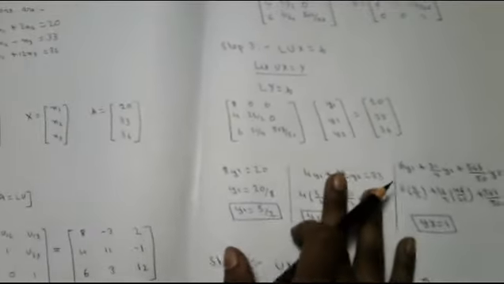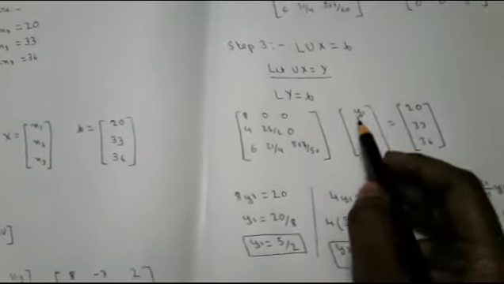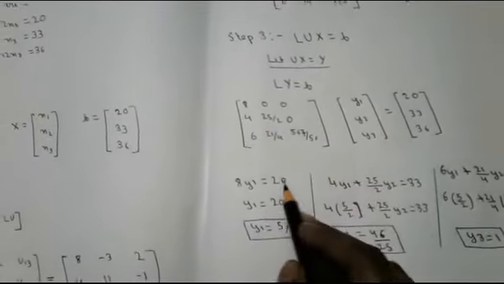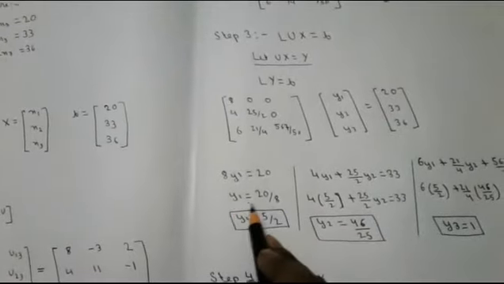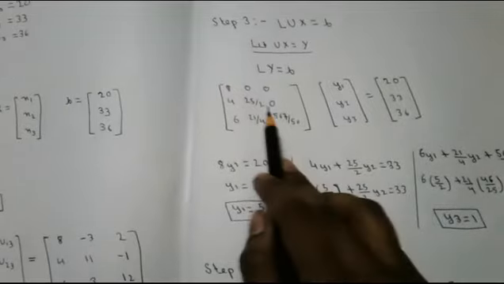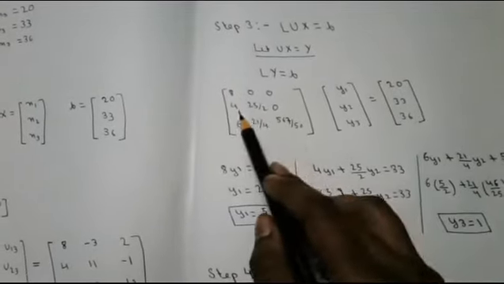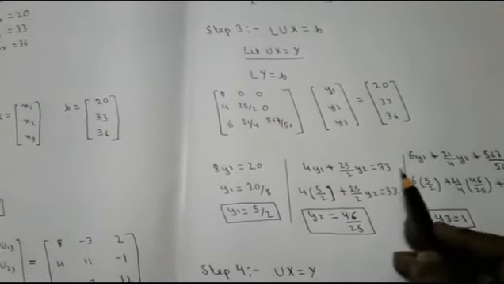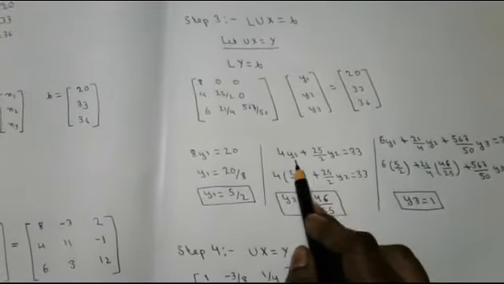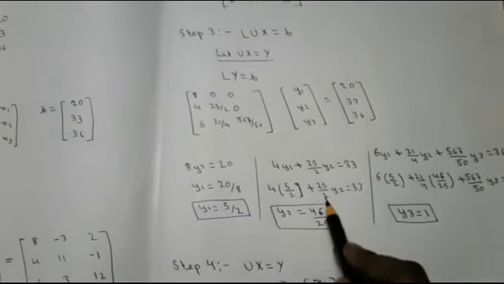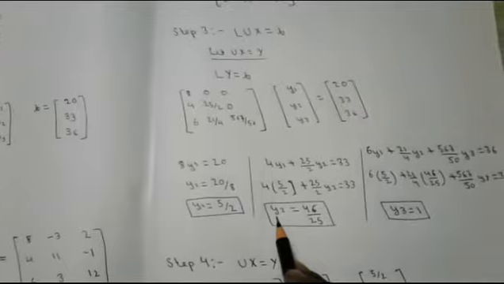Now you have to form the equations. The first equation will be 8y1 = 20. So the y1 value will be 20/8, that is 5/2. Now the second equation is 4y1 + 25/2 y2 = 33. Now put the value of y1, that is 5/2, and we get 25/2 y2 = 23. So our y2 will be 46/25.